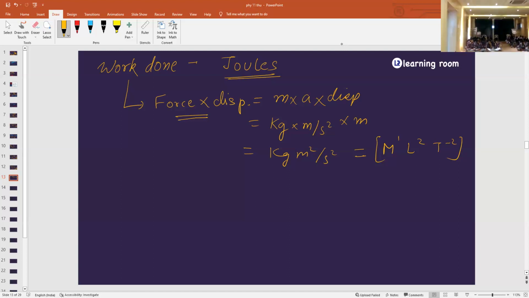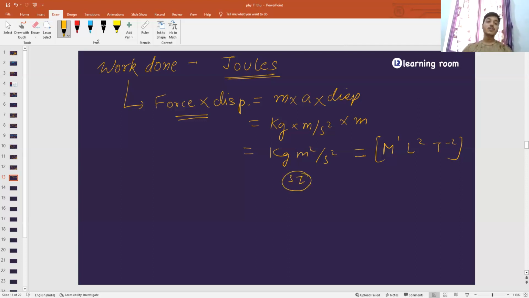Right. Now, this is the SI unit. In the SI unit, you write work done in joules. But I can write the same thing in CGS units. Instead of kg, I'll write gram. Instead of meter, centimeter square. Instead of second, second square. Now this is called erg, E-R-G. In the SI system of units, work done is joules. In the CGS system, work done is erg. So you have to convert what 1 joule will be equal to in terms of erg.